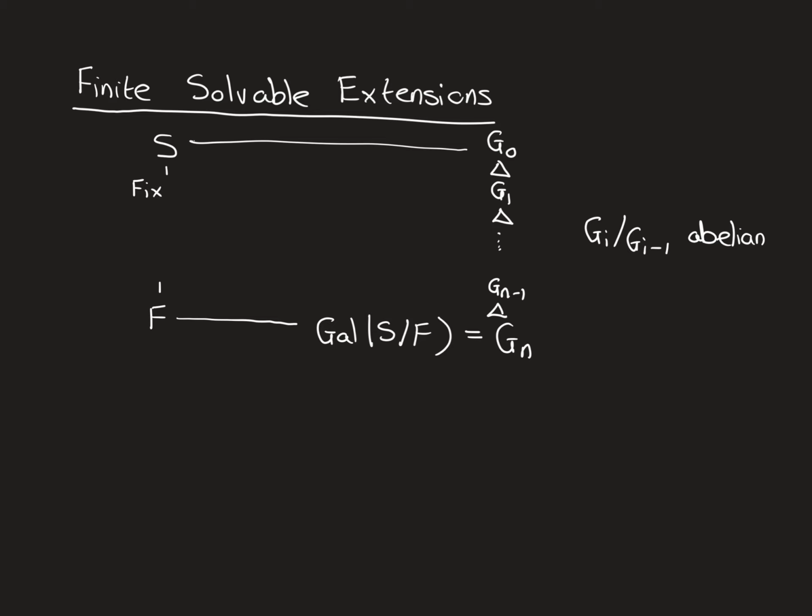So we can look at the fixed subfield of S that's fixed by G1. That will be the corresponding subfield to G1. And likewise, we can do this for all of the subgroups here. So it will go all the way up to the fixed subfield of S by Gn minus 1. And then you'll have lots of intermediate subfields here.